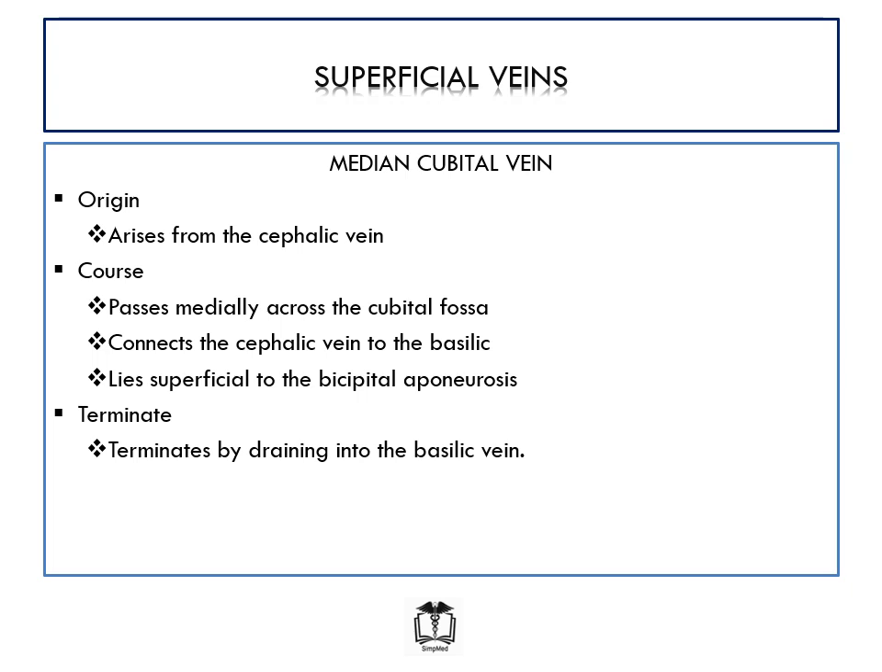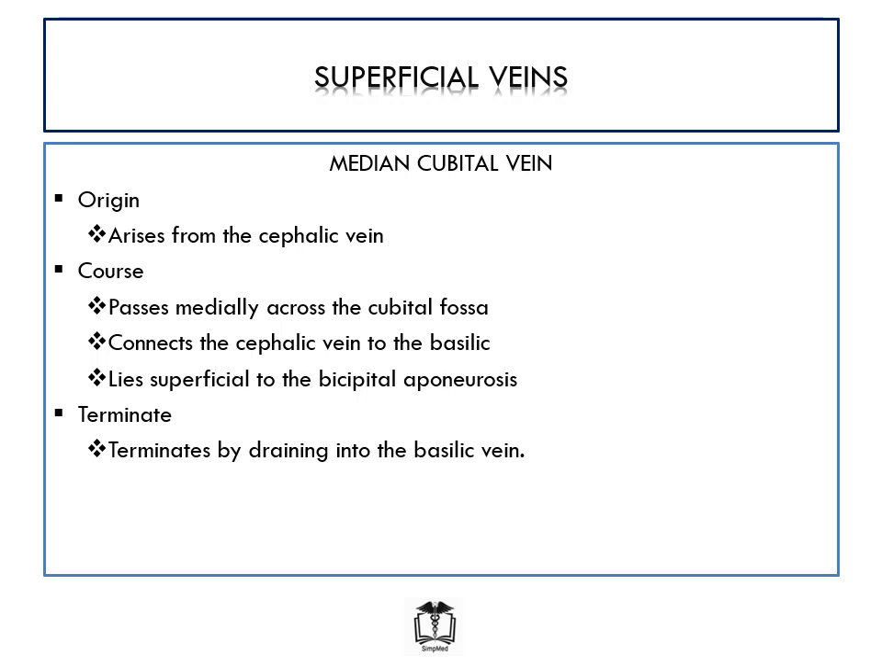The last vein to talk about under the superficial veins of the forearm is the median cubital vein. Now, this vein is very commonly seen at the cubital fossa, hence the name. It's a vein that arises from the cephalic vein and drains into the basilic vein. Please always remember that it's starting from the cephalic and ending at the basilic. So it drains blood from the cephalic to the basilic.